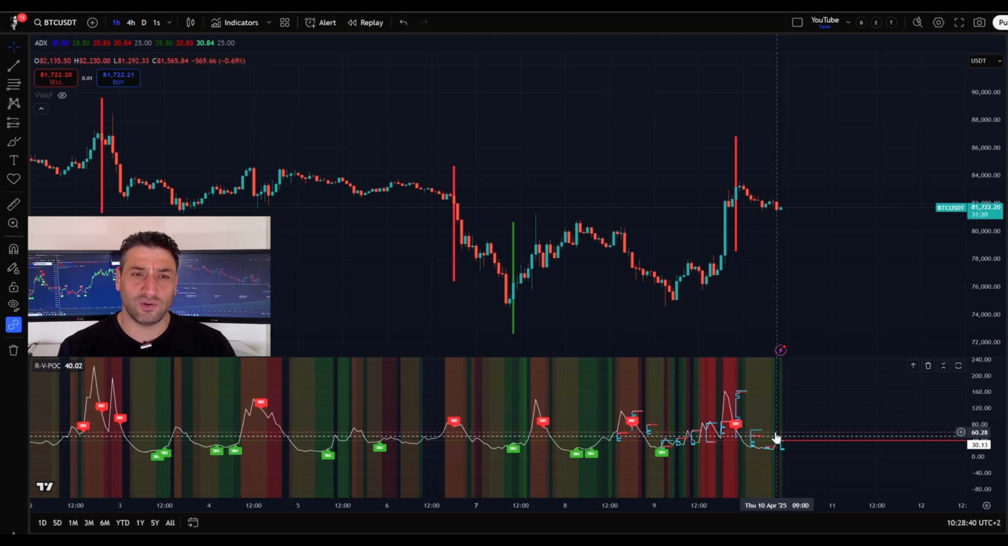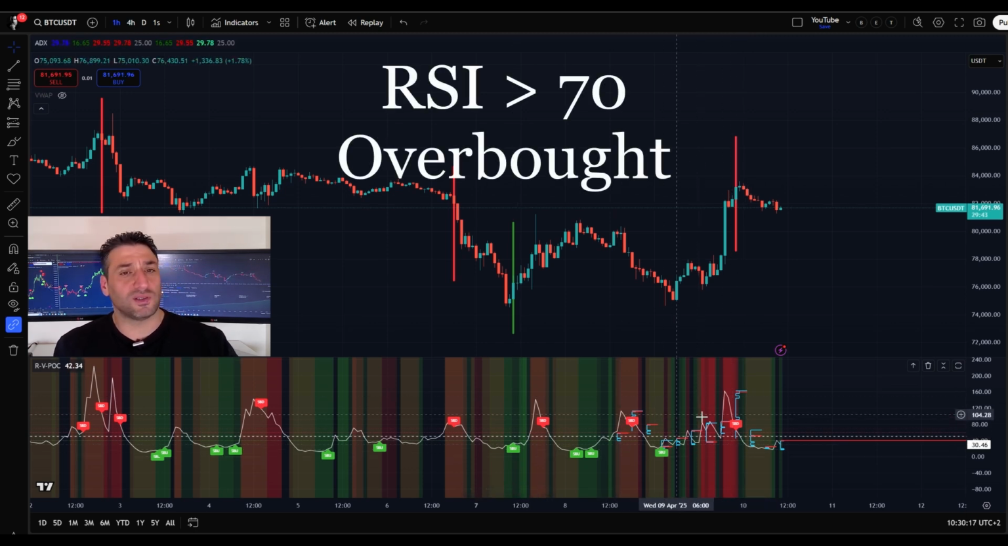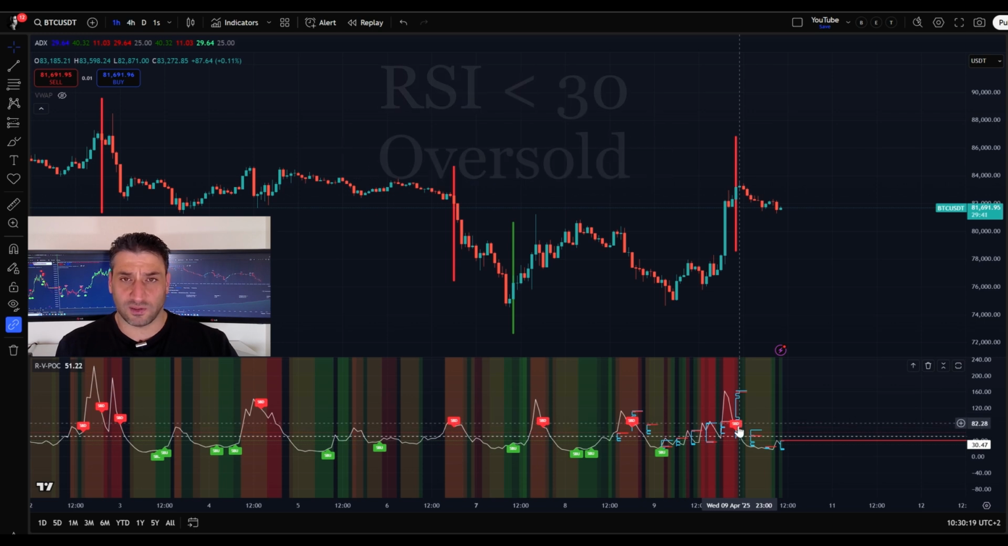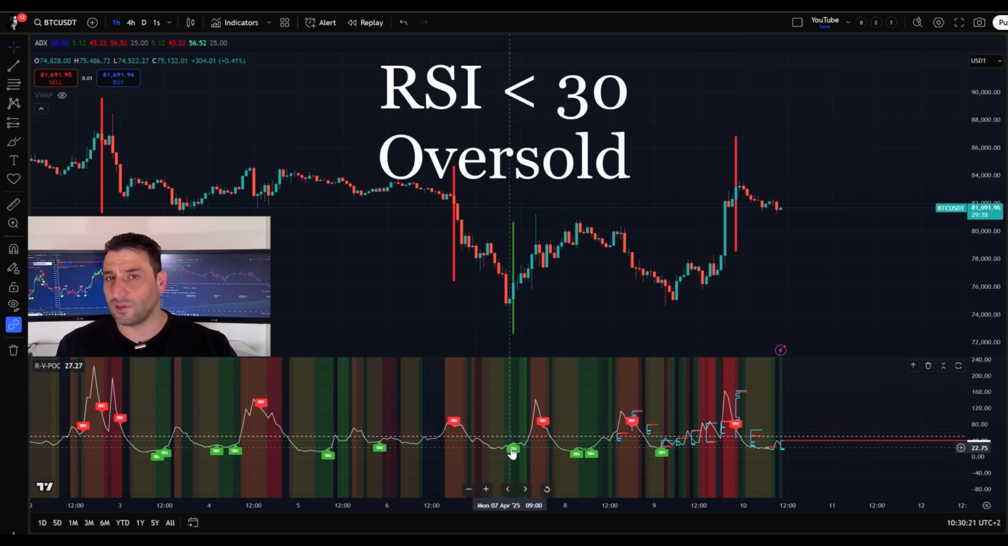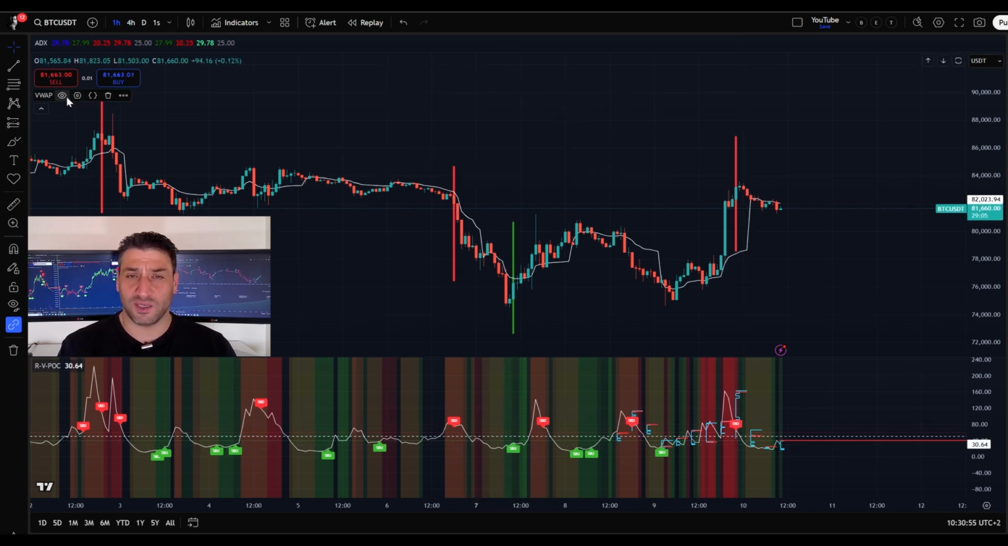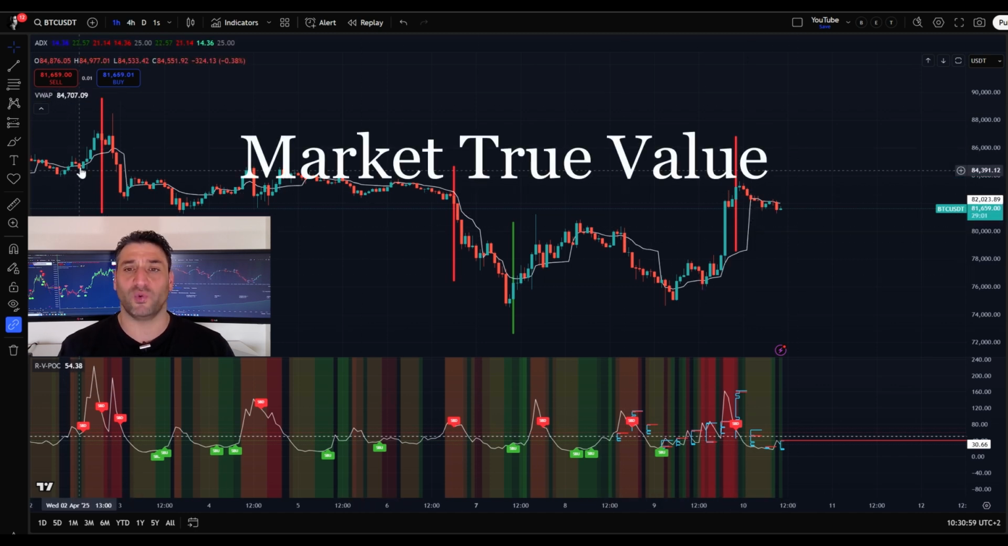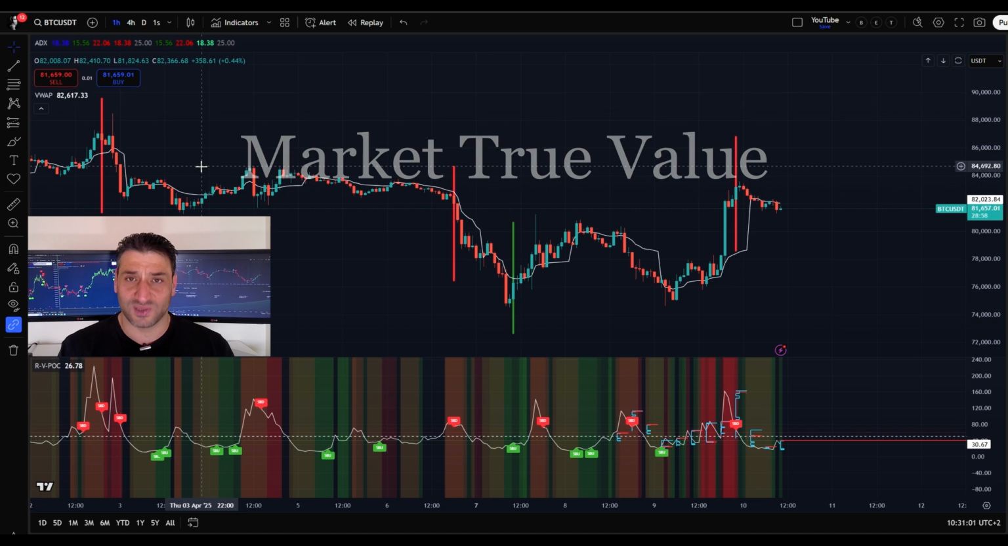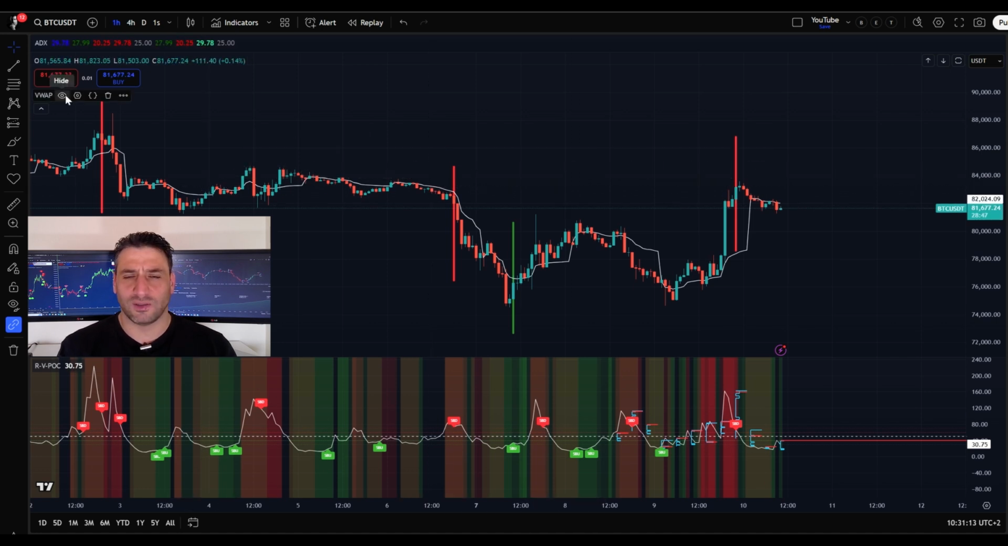On this chart, you can see the RSI line in white, typically moving between 0 and 100. However, this is not the case with VWAP. Anyway, when it's above 70, the market is overbought, a potential sell signal. Below 30, the market is oversold, a potential buy signal. Next, we have VWAP. That's the volume weighted average price, which shows where the market's true value lies based on trading volume. So instead of calculating RSI on just the closing price, this indicator uses VWAP to make the RSI more accurate and volume sensitive.